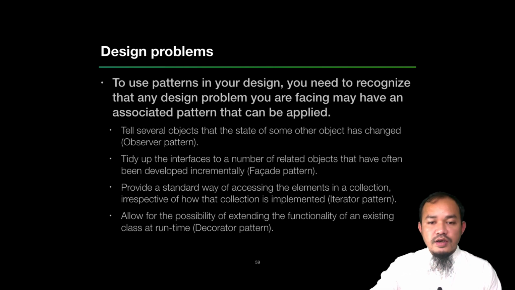There are others. For example, here there are many. They show the pattern: if you face this problem, what pattern is suitable for you. For example, to tell several objects that the state of some other object has changed, we can use the observer pattern. To tidy up the interface to a number of related objects that have often been developed incrementally, okay, we can use the facade design pattern. Okay, and so on. There are many patterns over there.